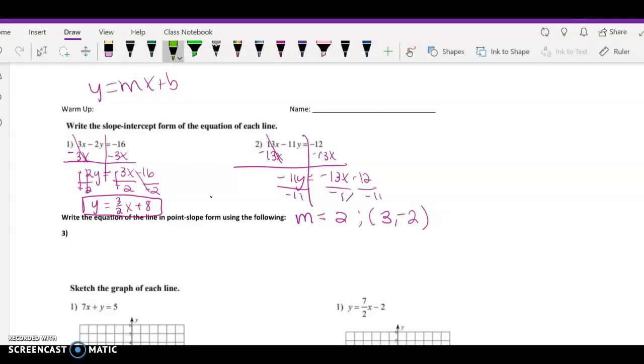And when I do that, that leaves me on the left-hand side with y equals, and then we can just leave the rest of it over 11. So negative 13 divided by negative 11 is going to be positive 13 over 11. Keep our x. Negative 12 divided by negative 11 is now positive 12 over 11.